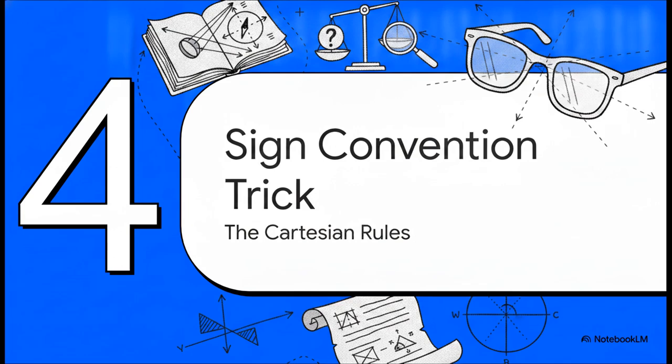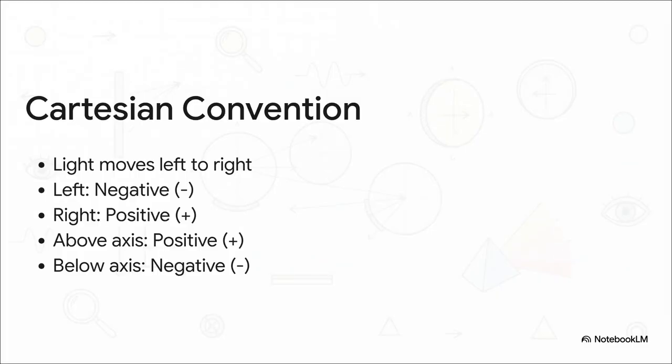Which leads us to Section 4, the sign convention trick, also known as the Cartesian rules. Before we just go plugging Rashmi and Shruti's numbers into those equations, we absolutely need a rulebook. If you just drop raw numbers in, you're going to get the wrong answer every single time.